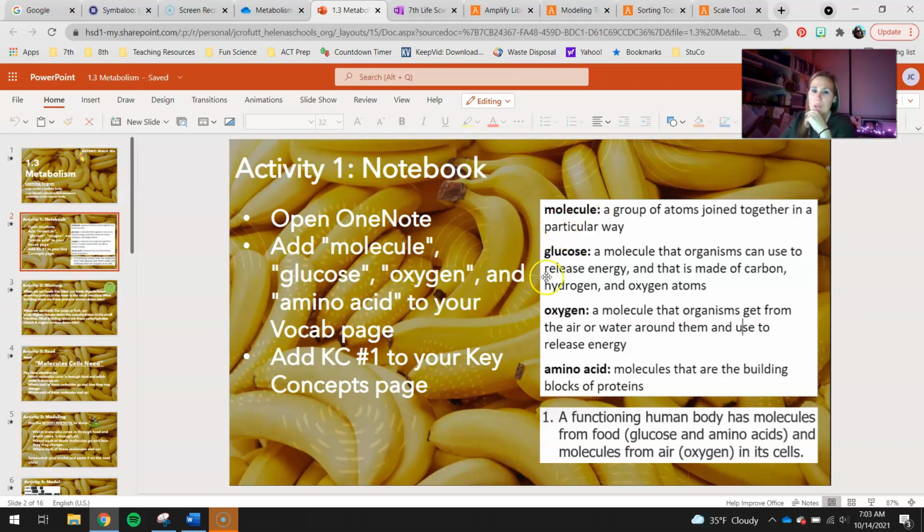All right, moving on to our next word. Glucose is a molecule that organisms can use to release energy, and it is made up of carbon, hydrogen, and oxygen atoms. And like I said, you have about 24 of those combined.